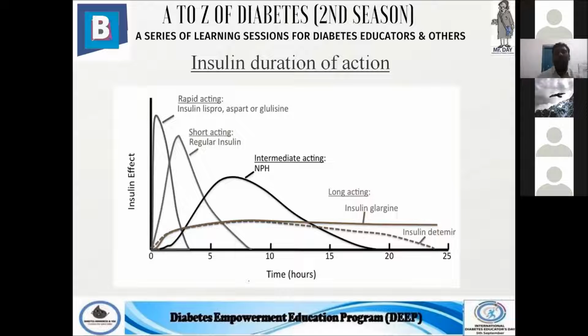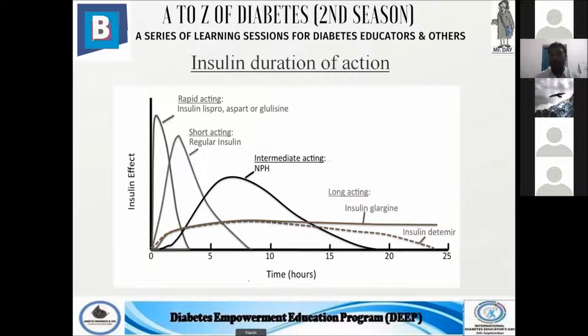So this is the graph which shows the insulin duration of action. We can see all the rapid acting insulin starts immediately after taking it and can be inside the body for 2 to 3 hours, while a regular insulin can start working after 15 to 30 minutes of taking it and may remain inside the body for 5 to 8 hours, while intermediate acting insulin may have a peak after 1.5 to 2 hours and can be inside the body for 18 to 20 hours, while the long acting insulin like glargine have a flat profile and can be inside the body for 24 hours.